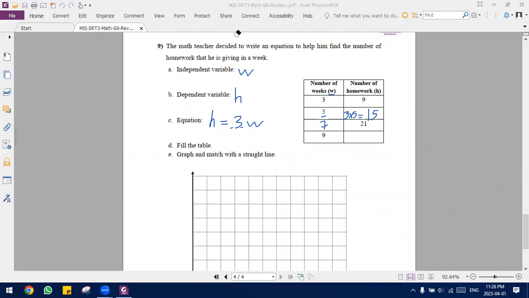Now the last part, we have 9, which is w. So instead of w, you put 9. 3 times 9, 27 homework in 9 weeks. Okay, the next question asks me to graph. Let me remove this part. 15, 7, 27.